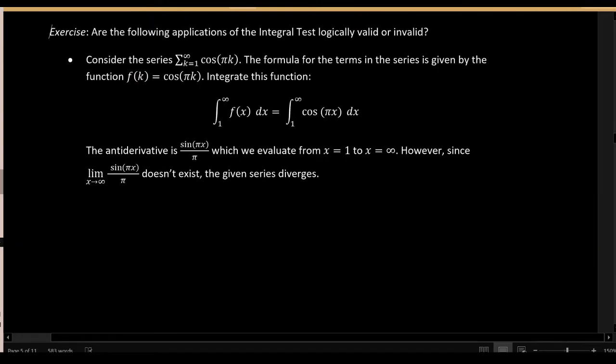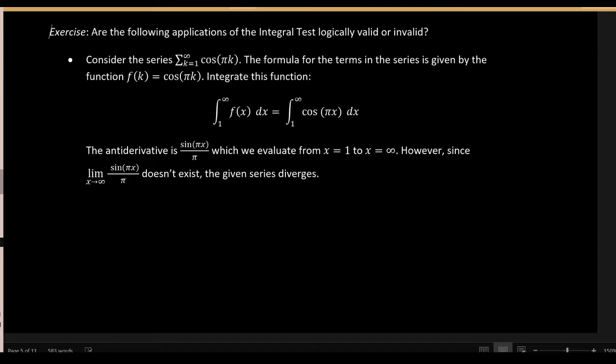Now that we've had a chance to do a logically valid application of the integral test, let's have a look at some other applications of the integral test to see if those are logically valid or not. For example here, a student is considering the series where they're adding from 1 to infinity the terms of the sequence cosine pi k. Now the student looks at this function, cosine pi k, which is giving them the terms in the sequence, and they recognize that this function is something that can be integrated.